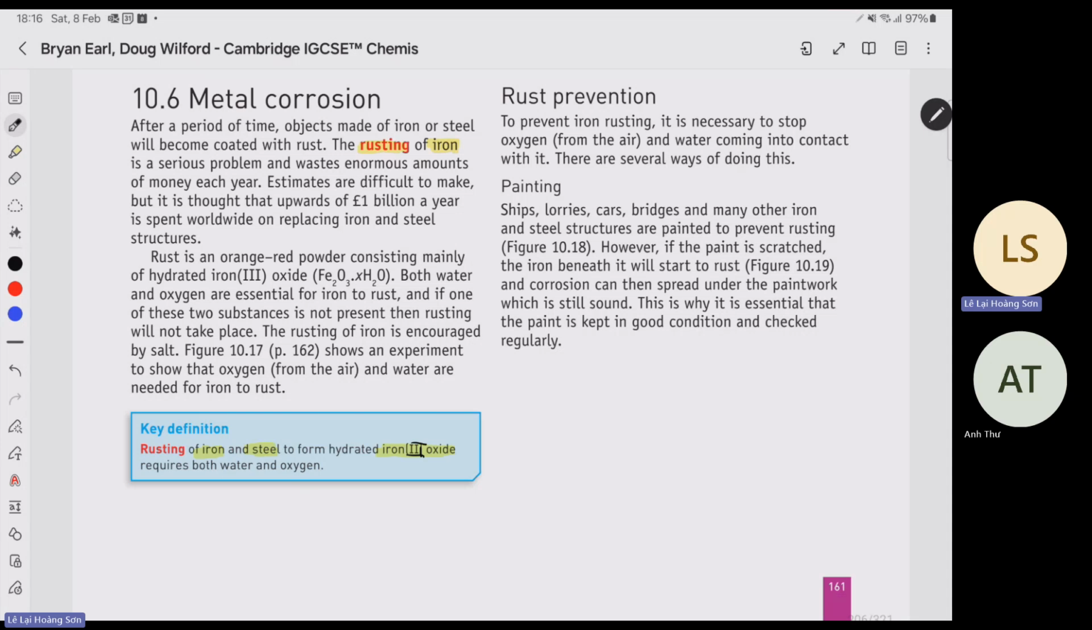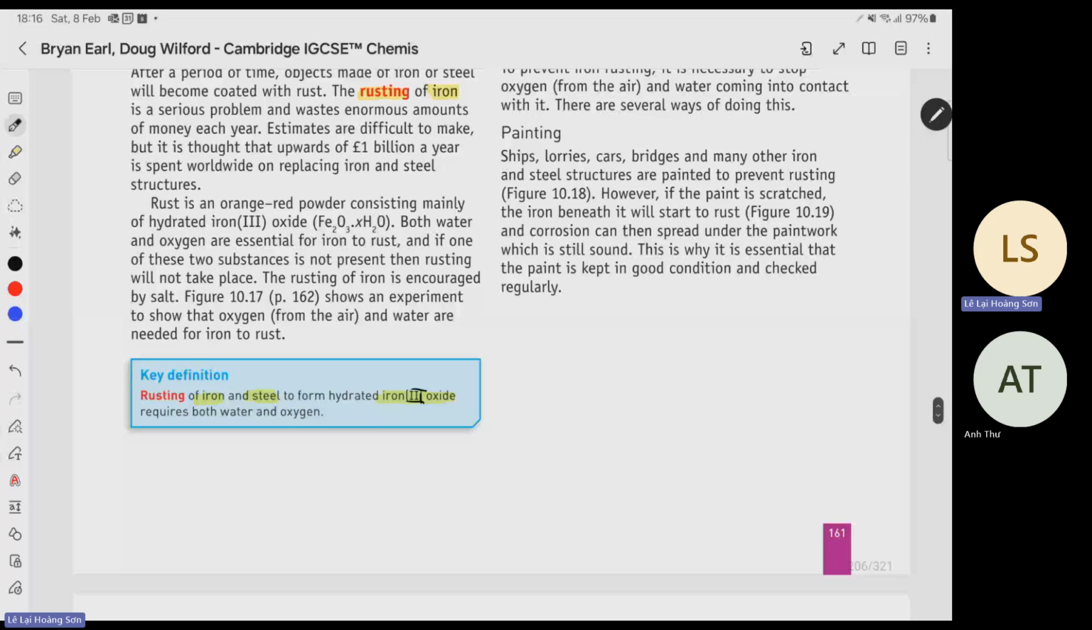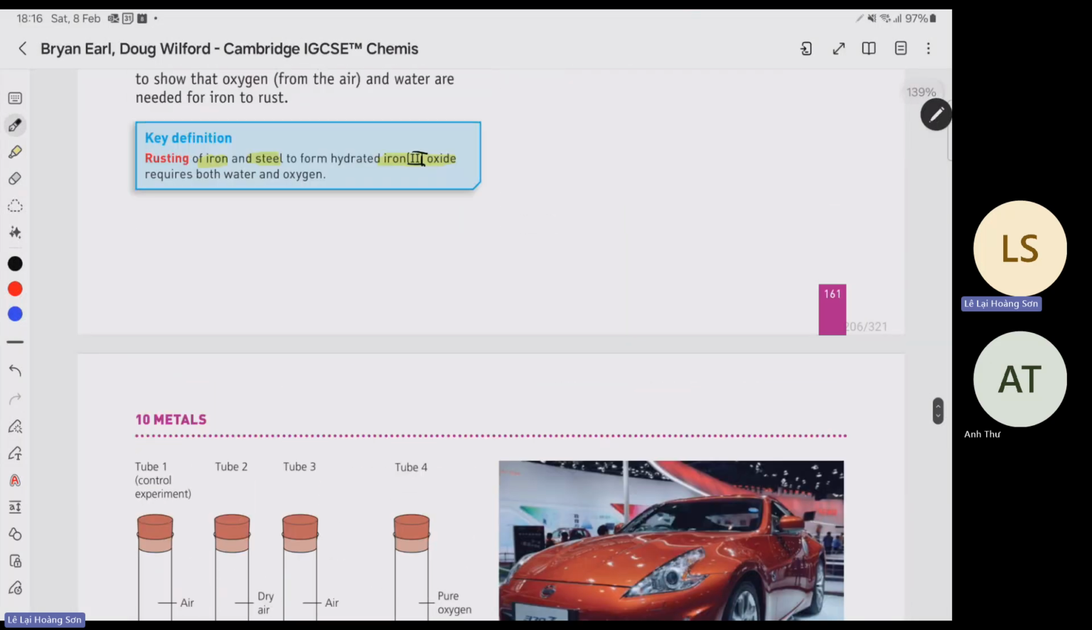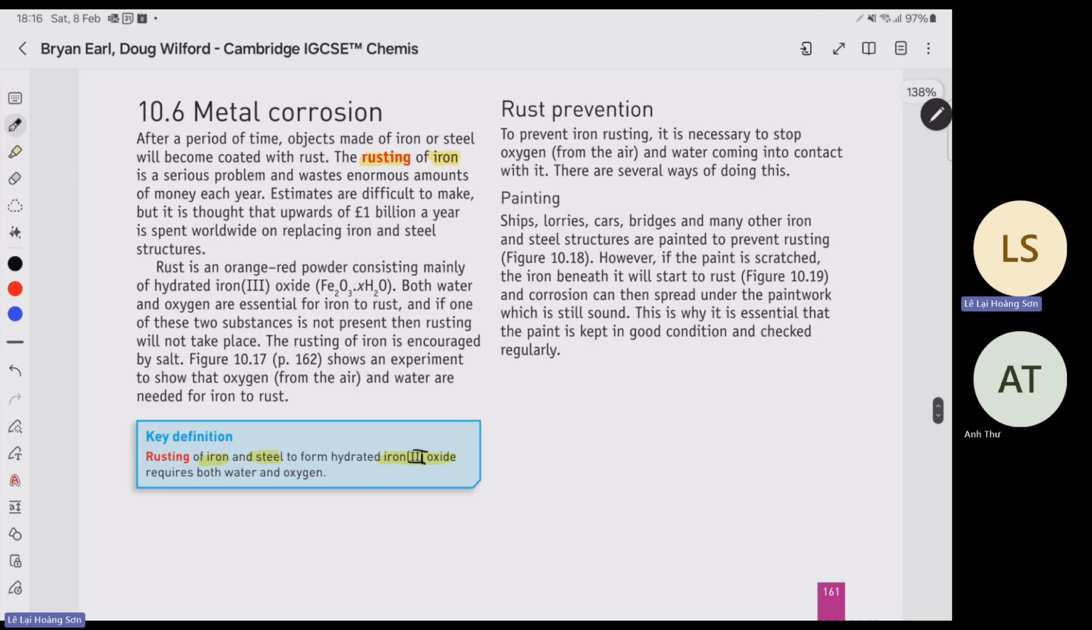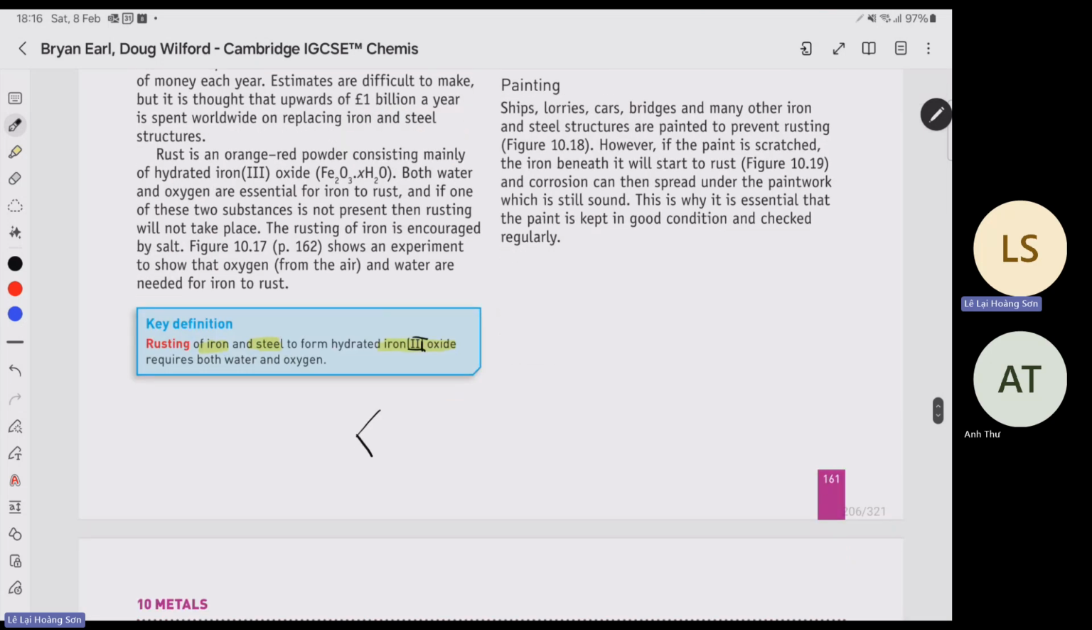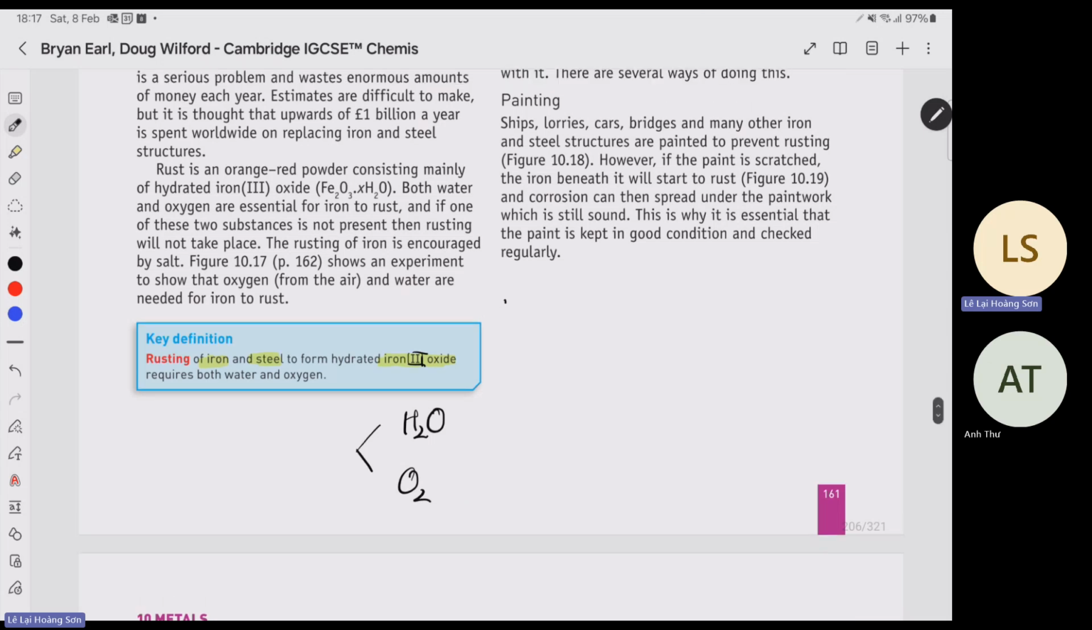When you have rusting, remember that's for iron and steel, and there are two main conditions for rusting to happen. We need to have water, and we need to have oxygen. These two conditions must be present at the same time. These two substances, water and oxygen, must be present at the same time so that rusting can happen.